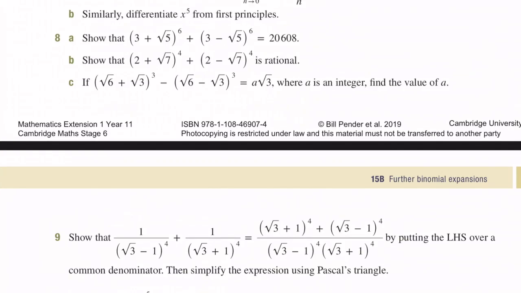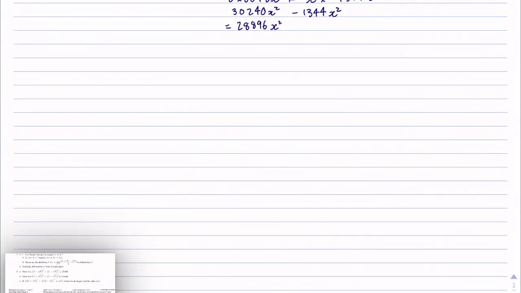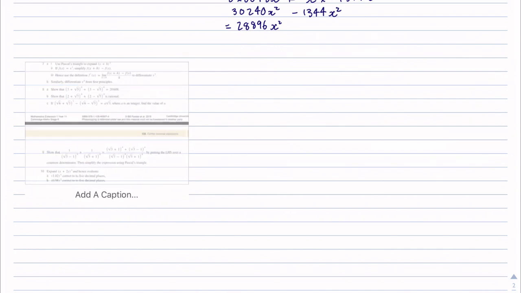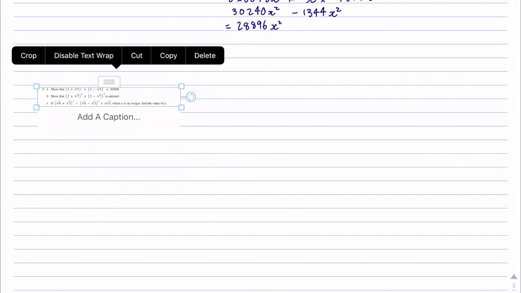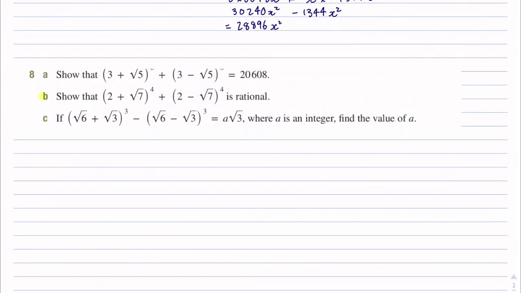So I'd like to have a look at one of the things from question 8 right now. Why don't I do 8b? So we're just going to do 8b now. So we've got 2 plus root 7 to the 4 and 2 take root 7 to the 4.